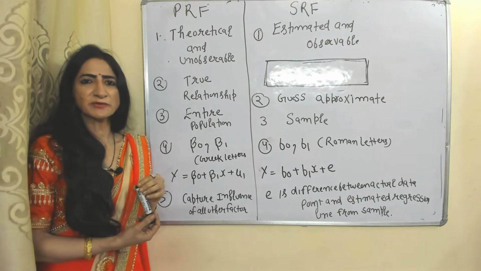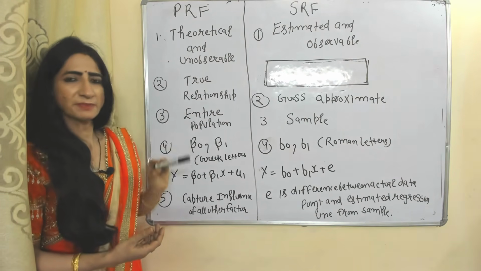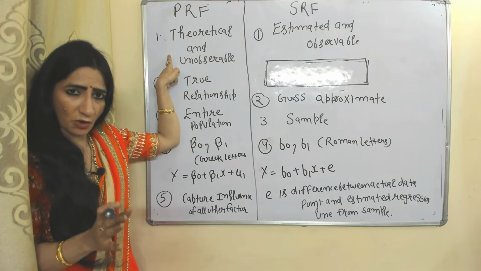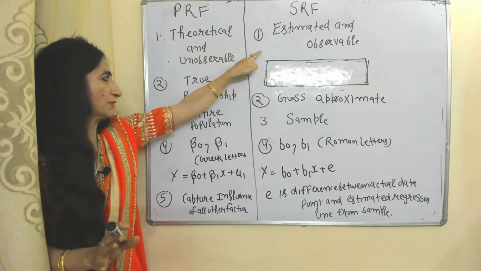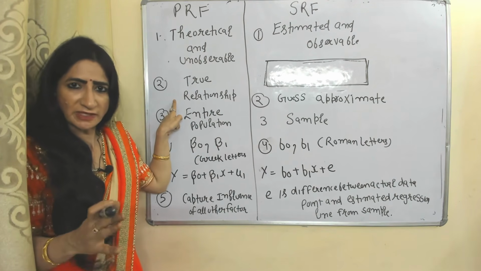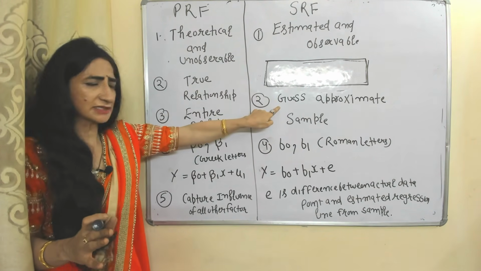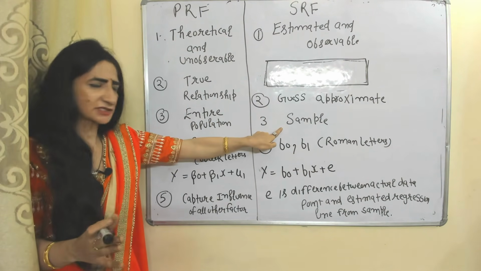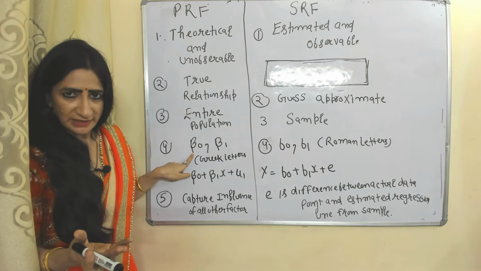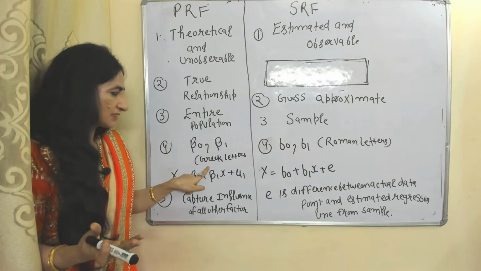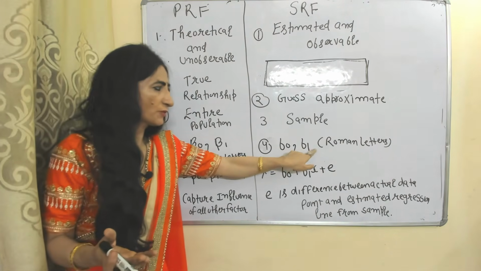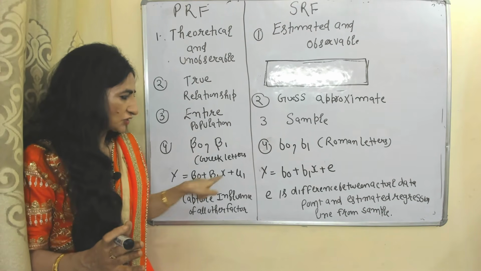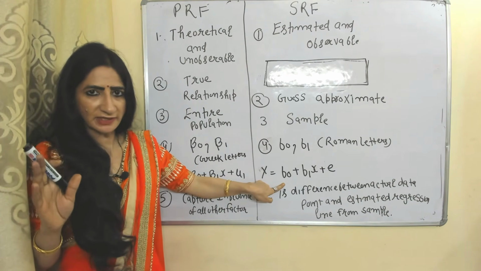Now here is the difference between population regression function and sample regression function. Population regression function is a theoretical concept. We cannot easily observe this. Sample regression function is estimated and observable. Population regression function describes the true relationship between dependent and independent variable. Sample regression function just describes a guess and approximate relationship. Population regression function covers the entire population. Sample regression function just takes a sample. In population regression function, intercept and slope are represented by Greek letters. In sample regression function, intercept and slope are represented by Roman letters. This equation belongs to population regression function. This equation belongs to sample regression function.